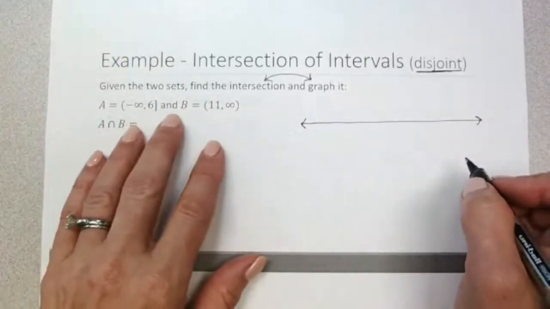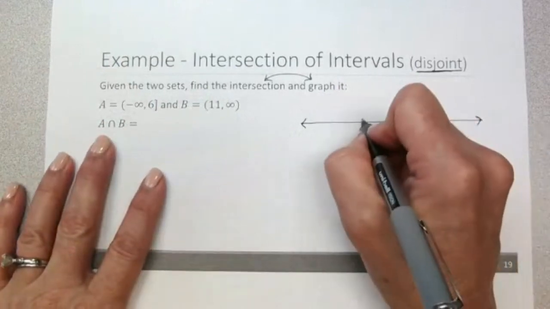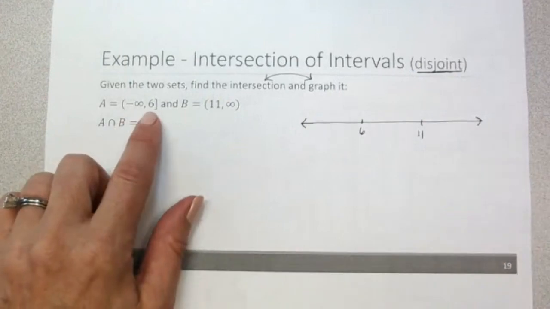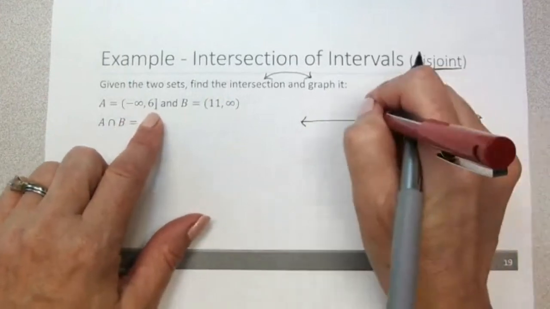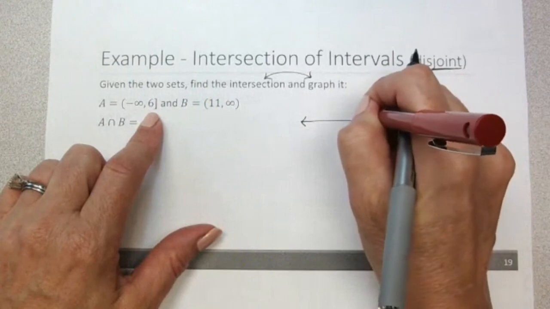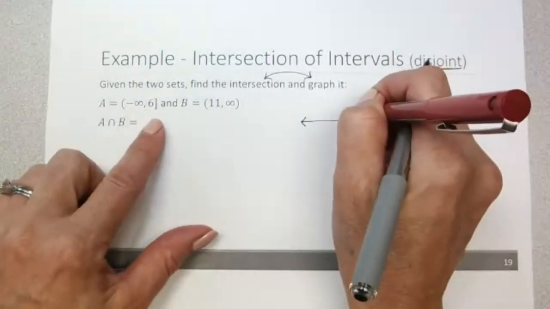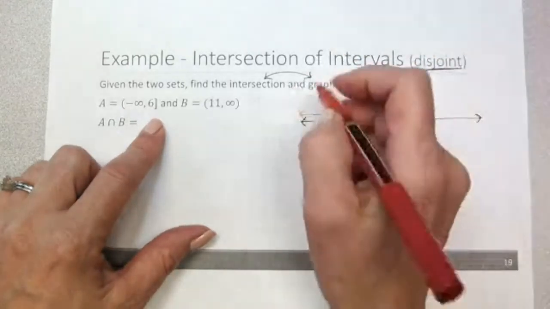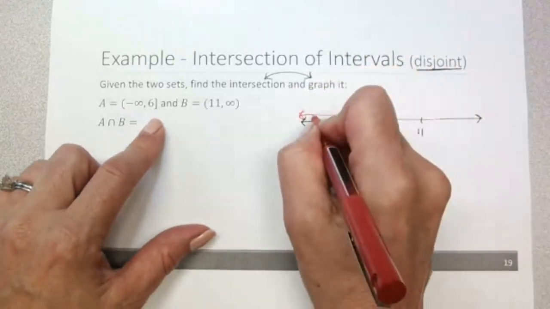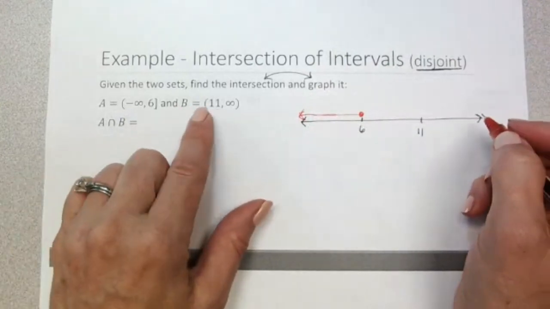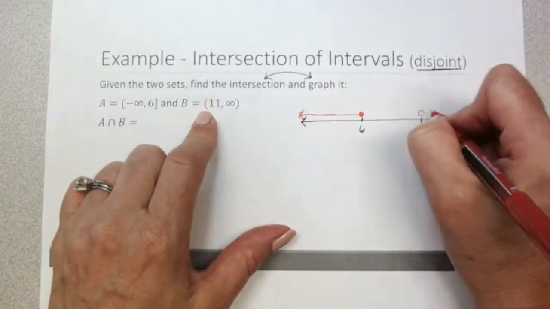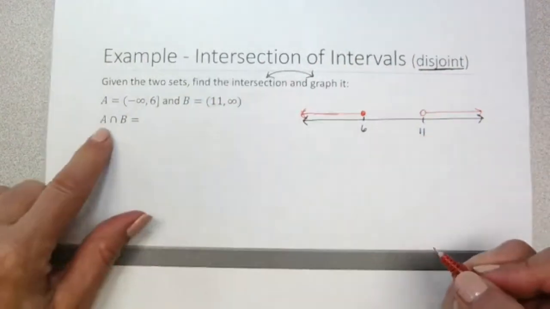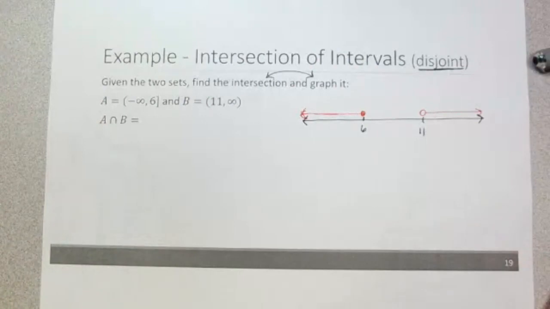All right, so let's see. What do we have here? We have just 6 and 11 are the only boundaries. Let's put a 6 there and 11 there. Okay, our first set, -infinity to 6, closed at the 6. So we need this closed circle at the 6. Everything less than 6 out to -infinity. So that arrow is going to say that goes on there forever. Okay, then B is everything greater than 11, but it's open at the 11. So I'll put an open circle there. It's out there. All right, so now we're looking for the intersection of those two sets.